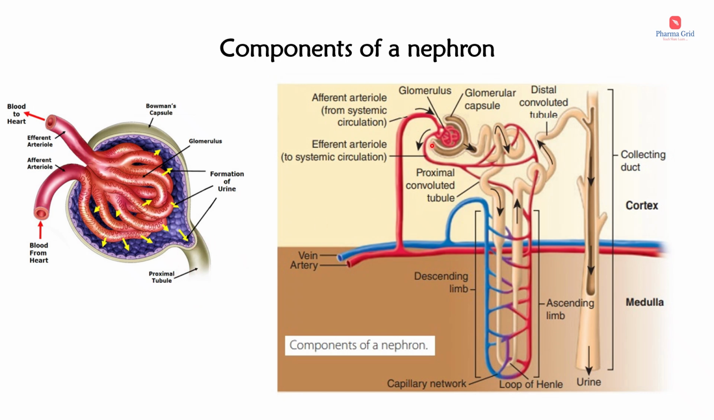Again here the same is explained. This is the glomerulus, that is a capillary network. Here you can see the afferent arterioles that carry blood from the systemic circulation. Then efferent arterioles carry blood to the systemic circulation, and here you can see the proximal convoluted tubule, then the descending limb of loop of Henle, ascending limb of loop of Henle, then the distal convoluted tubule, then the collecting duct. Okay, so these are the major components of the nephron. Nephron is the functional unit of kidney.